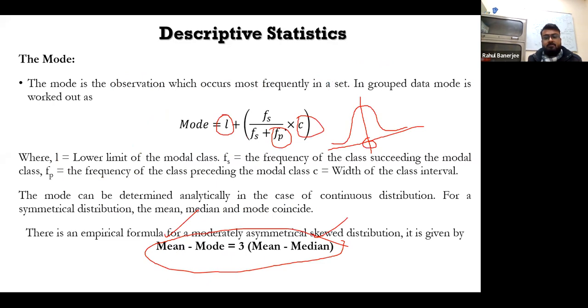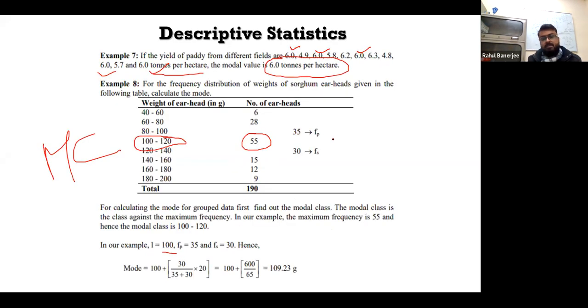Then you have Fp, Fs, and C. Fp is the frequency of the preceding class, which is 28. Fs is the frequency of the class succeeding the modal class, which is 15. And C is the width of the modal class, which is 120 minus 100, that is 20. If you plug in all these values, you get the mode to be 109.23 grams. This is how you calculate the mode for a continuous distribution which has frequencies.